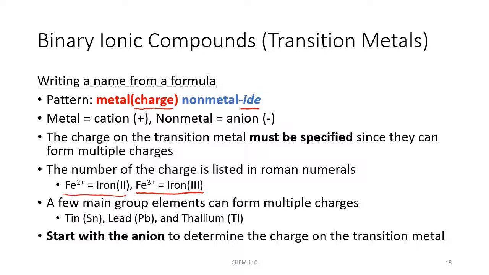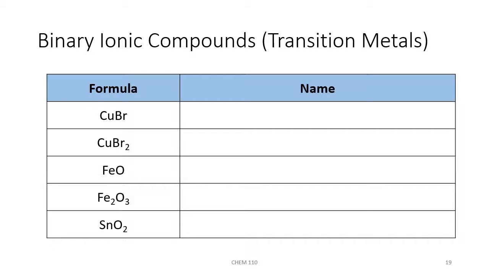The method that we'll use in order to figure out the unknown charge on a transition metal is to start with the anion first. This is a surefire way to determine the charge on our transition metal since it can't be predicted. With binary ionic compounds that contain transition metals, it's a little easier to start with writing the names first. So we will begin here.